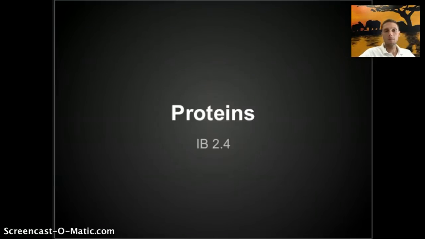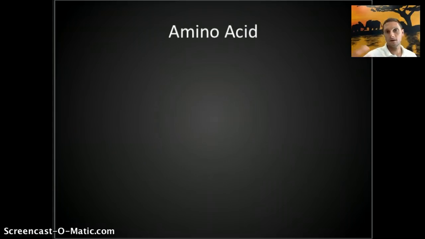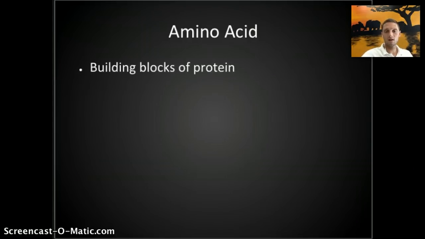In this one we're going to talk about proteins, and this is section 2.4. Again, this is for the 2016 starting IB Bio exams. And in proteins, one of the main things that we need to talk about, obviously, is amino acids, because amino acids are the building blocks of protein. They are what make up proteins.